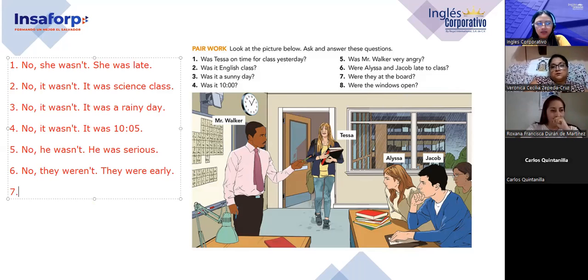Number 7. Were they at the board? Yes, they were. ¿Y si la quiero hacer respuesta completa, qué hago? Yes, they were. ¿Será que repito otra vez? Yes, they were. They were at the board. No, solo podemos afirmar. Ajá, dime la idea.